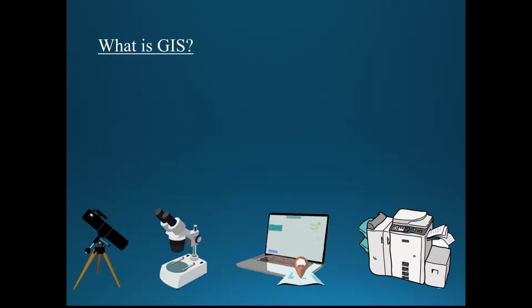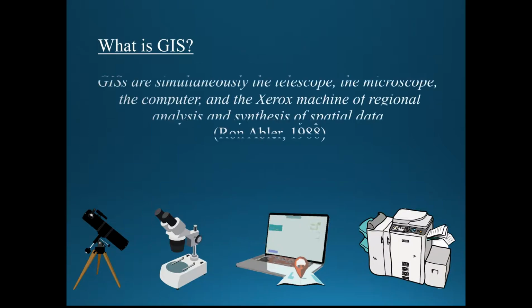So Ron Abler is a geographer at Penn State and is a longtime fellow of the American Association for the Advancement of Science. He first saw GIS as an organizational tool to bring the spatial information and data of the world into a unified system. He often referred to geographic information systems as being simultaneously the telescope, the microscope, the computer, and the Xerox of regional analysis and synthesis of spatial data.